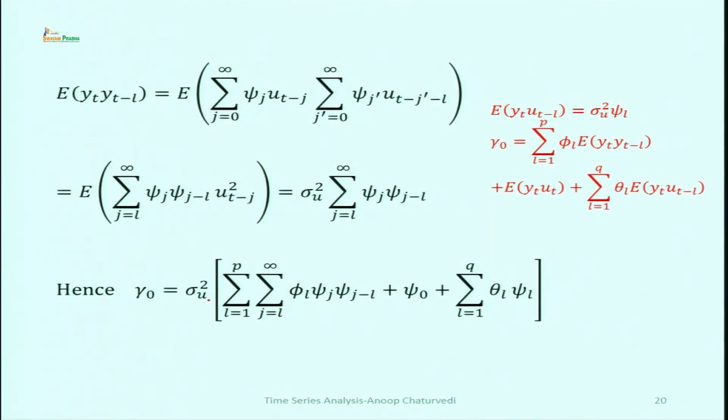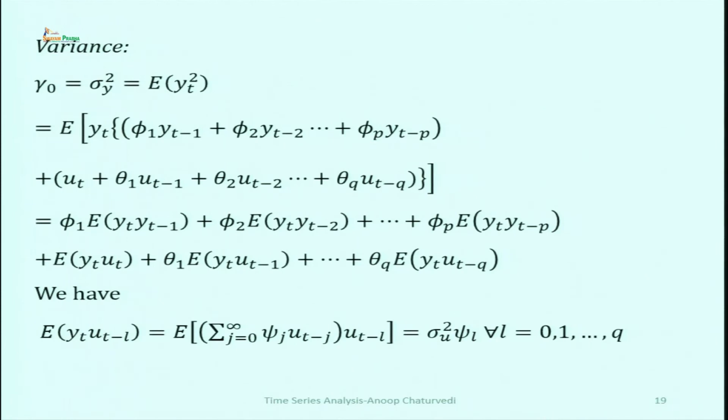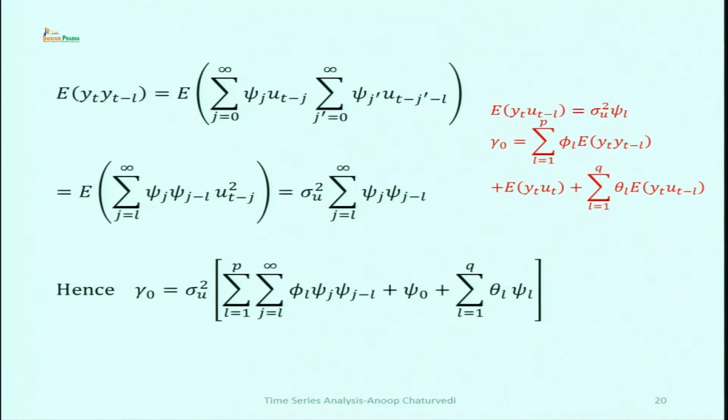So, gamma 0 is equal to sigma square u, you substitute these expectations in this equation for gamma 0. So, you obtain this expression for gamma 0: summation L equal to 1 to p, j equal to L to q, phi L psi j minus L, plus psi naught, plus summation L equal to 1 to q theta L psi L.